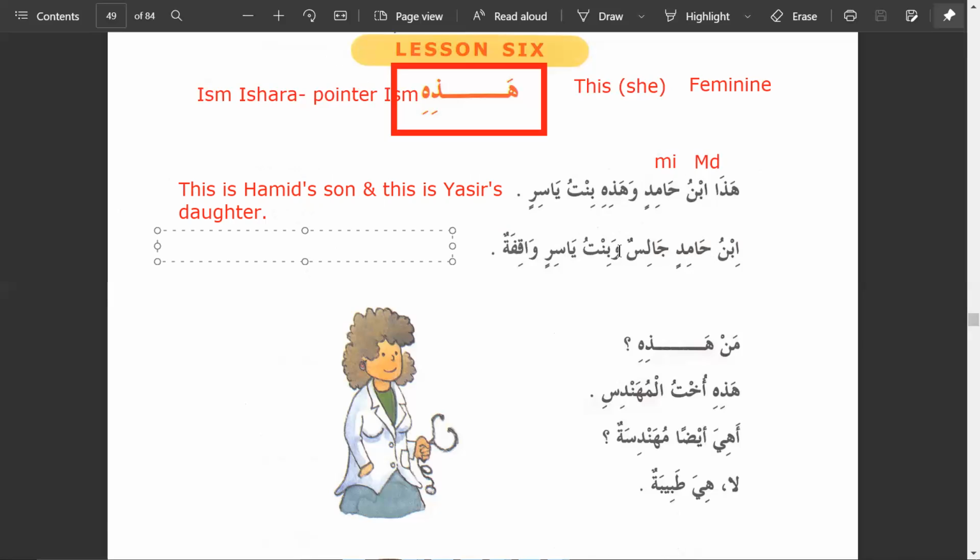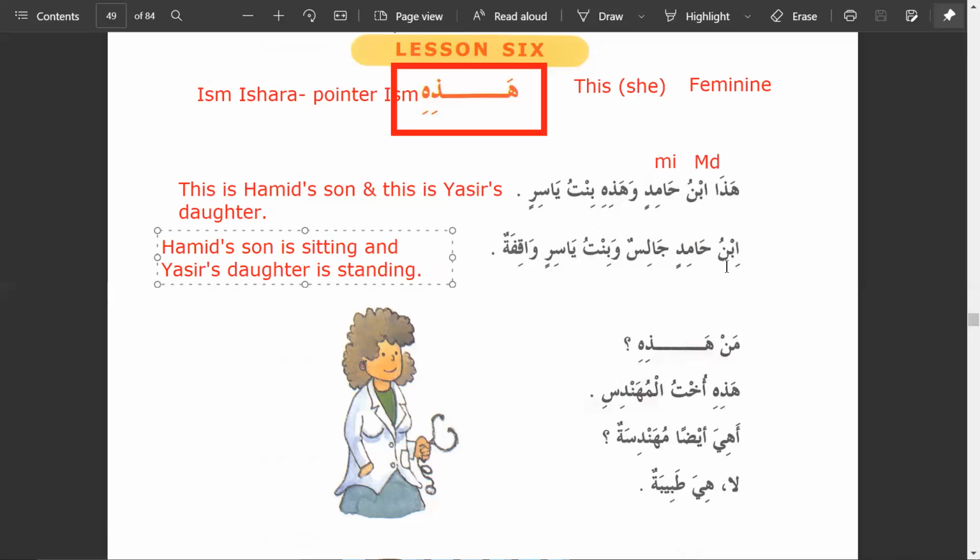Ibnu Hamidin jalisun wa bintu Yasirin waqifatun. Ibnu Hamidin, Hamid's son. Jalisun means sitting. Hamid's son is sitting and Yasir's daughter is standing. Excellent. So you figured it out yourself that Waqifatun is standing. MashaAllah. Hamid's son is sitting and Yasir's daughter is standing.